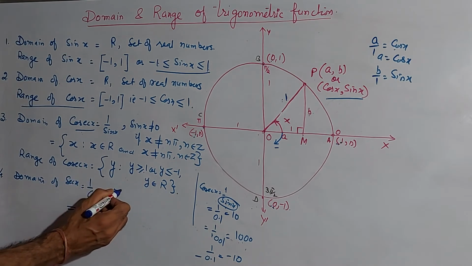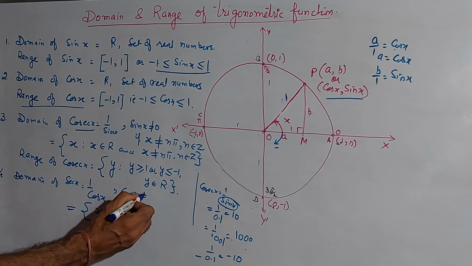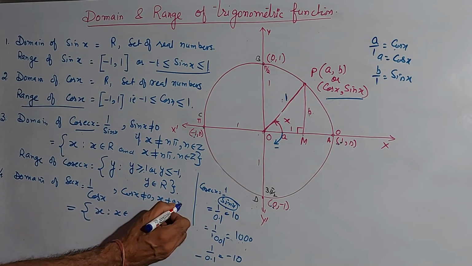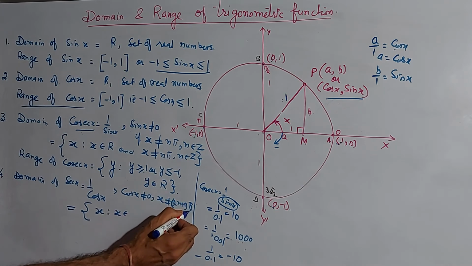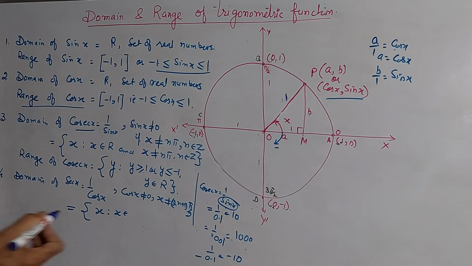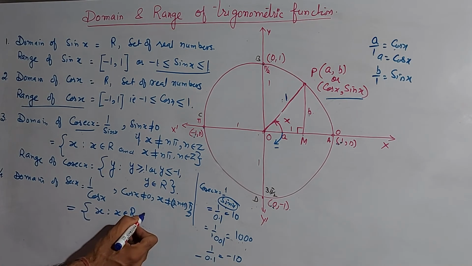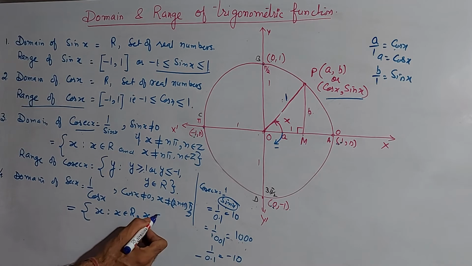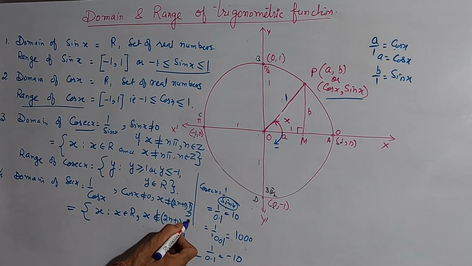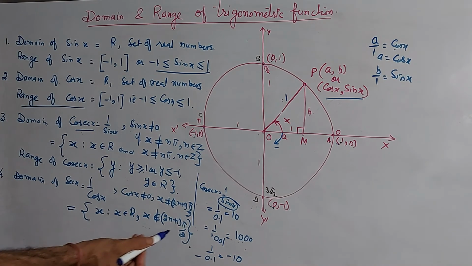Secant x is defined only if cos x is not equal to 0, meaning x is not an odd multiple of pi by 2. At pi by 2 the value is 0, so 1 upon 0 is not defined. So x is a real number, but x does not belong to (2n plus 1) pi by 2. So this is the domain of secant x. We can write it like this.